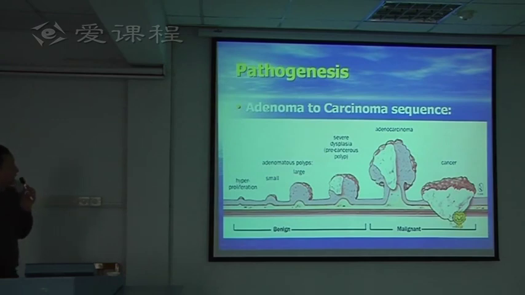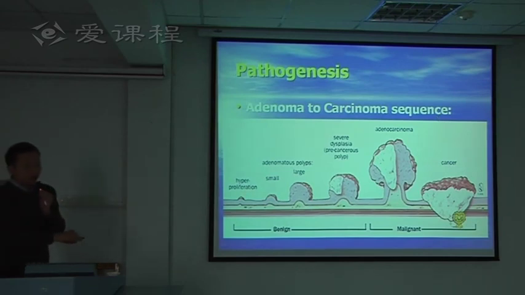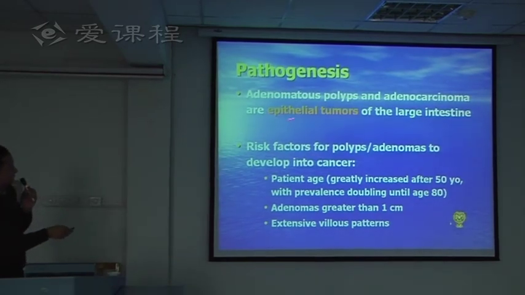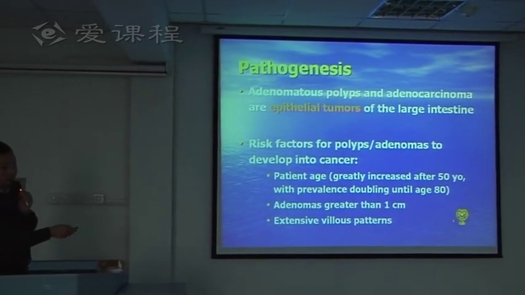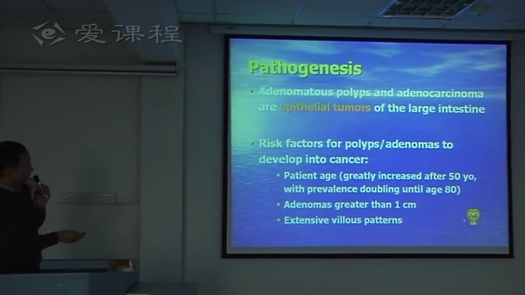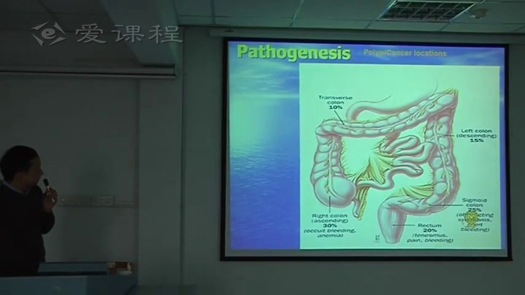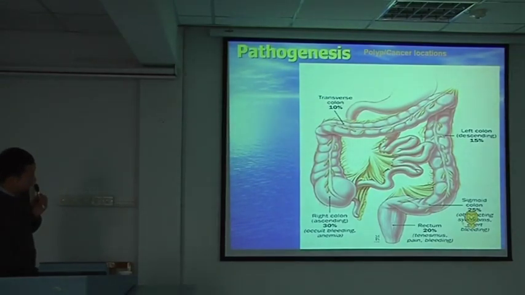This is the pathogenesis from the adenoma to carcinoma sequence. During this sequence, a lot of genes are mutated. You can see the details in your textbook; I don't explain the details here. And the pathology is mostly epithelial tumor.